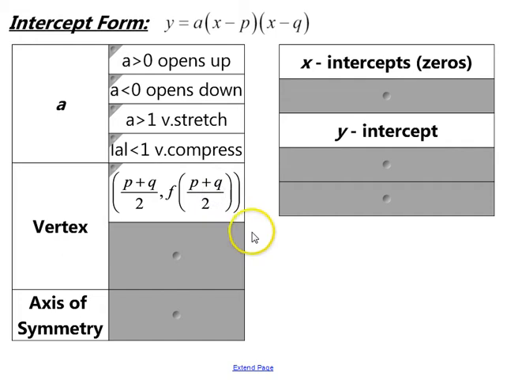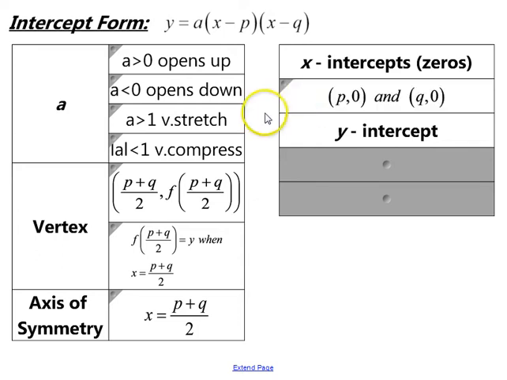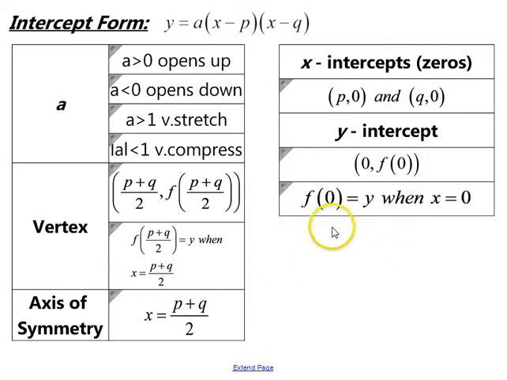Our vertex is going to be the point ((p+q)/2, f((p+q)/2)). And remember, f((p+q)/2) is the y value when we substitute (p+q)/2 in for x into the equation. The axis of symmetry is going to be the vertical line x = (p+q)/2. The x-intercepts are (p, 0) and (q, 0). And the y-intercept is going to be (0, f(0)). Again, f(0) is the y value when we substitute 0 in for x into the equation.